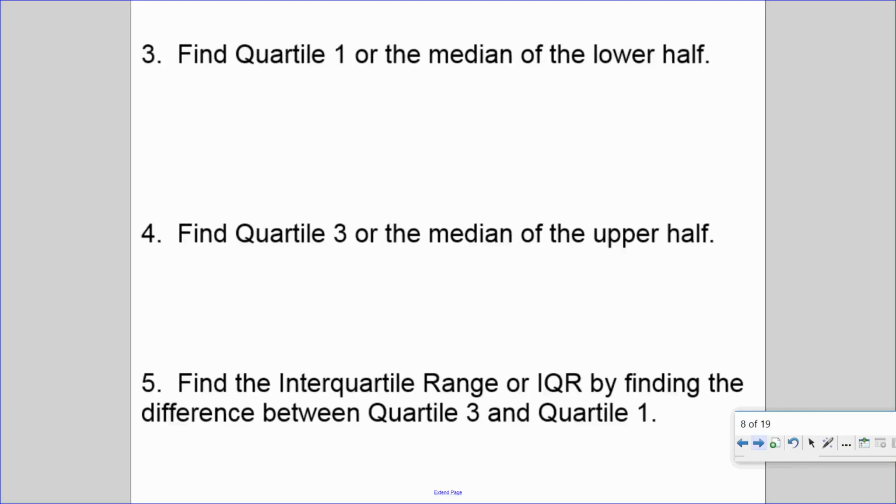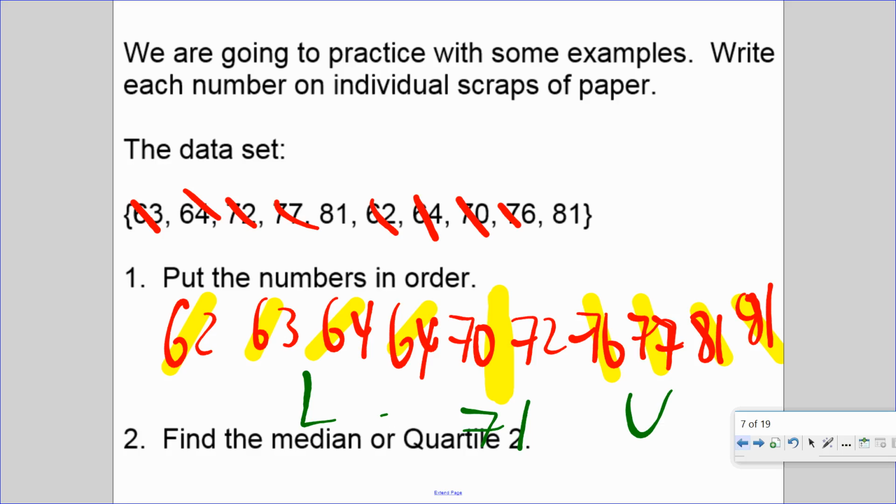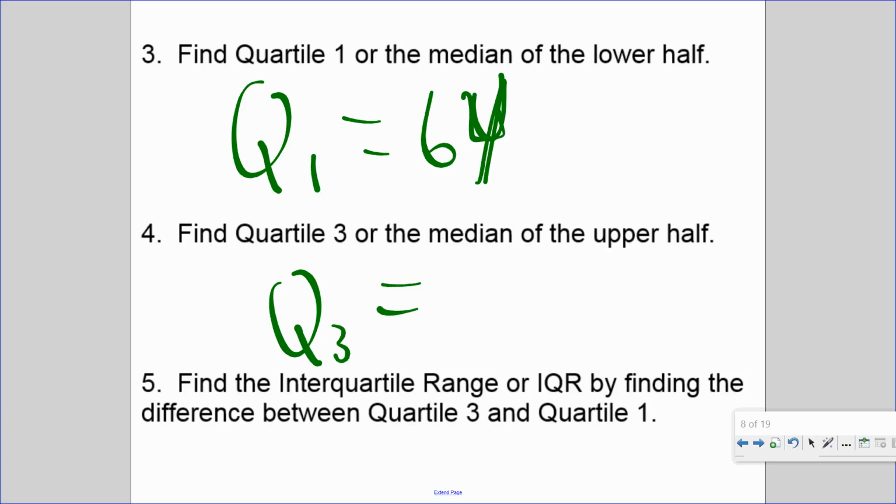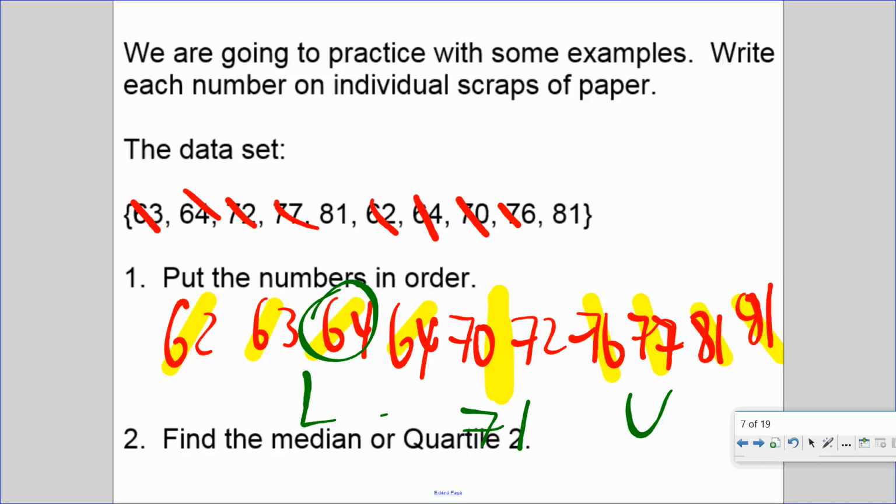So question 3 is find quartile 1, or the median of the lower half. What is the median of the lower half? Well, these are five numbers. So this must be the median of the lower half. So that would be 64. So Q1 equals 64. So what is Q3, or the median of the upper half?